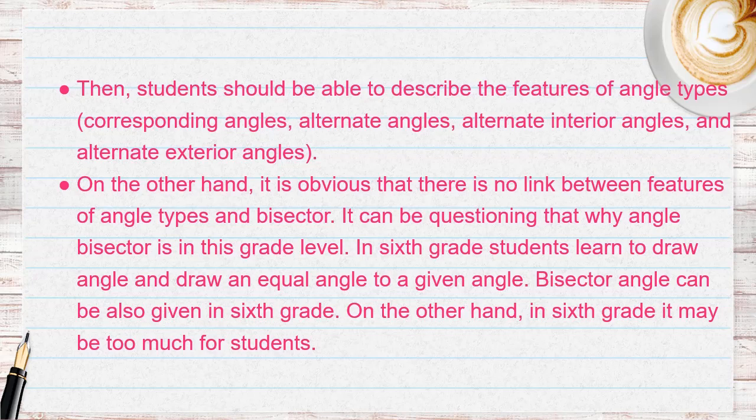Then students will learn corresponding angles, alternate interior and alternate exterior angles. On the other hand, it is obvious that there is no link between features of angle types and bisector. It can be questioned why angle bisector is in this grade level. In 6th grade, students learn to draw an angle and draw an equal angle to a given angle. Angle bisector can also be given in 6th grade. On the other hand, in 6th grade, it may be too much for students.